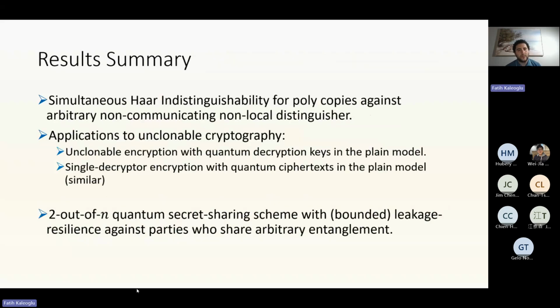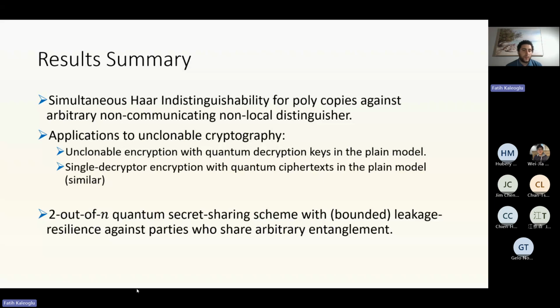Right, let me summarize the results again. We showed simultaneous Haar indistinguishability for polynomial copies of identical Haar versus independent Haar states against a distinguisher who cannot communicate but can share arbitrary entanglement. And we show that this implies nice results in unclonable cryptography, including the existence of unclonable encryption with quantum decryption keys in the plane model. Even though we allow additional quantumness, we still do have security in this identical challenge setting, even though the challenge is quantum.